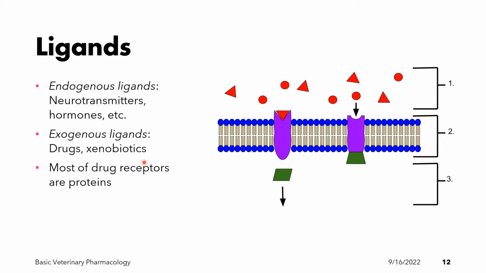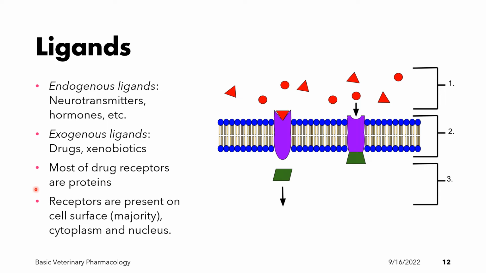Most of the drug receptors are considered to be protein in nature, and the receptors can also be present on the cell surface. The majority of the receptors are located on the cell membrane, and we also have other receptors that are intracellular. They are also called intracellular receptors. These are located in the cytoplasm, so they are also known as cytosolic receptors, and we also have those that are found in the nucleus, also known as the nuclear receptors.